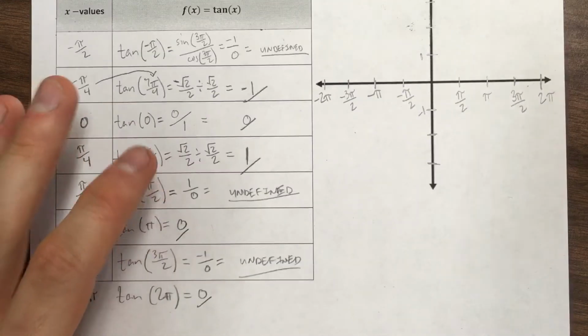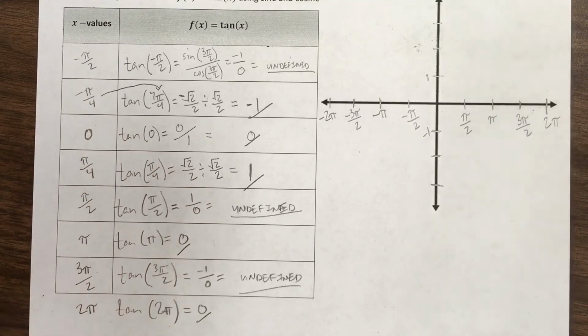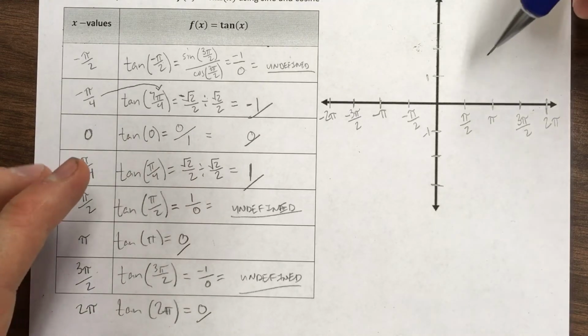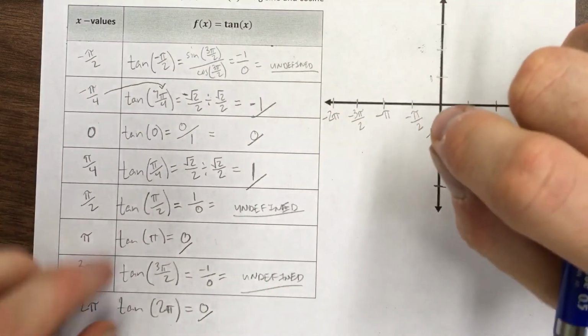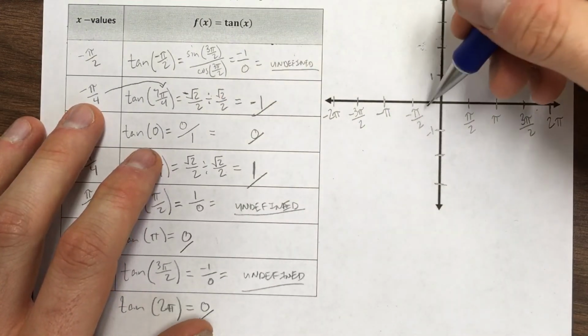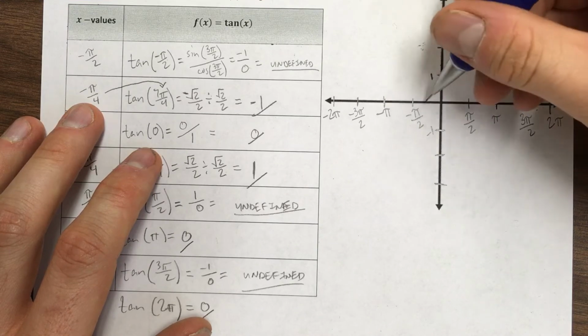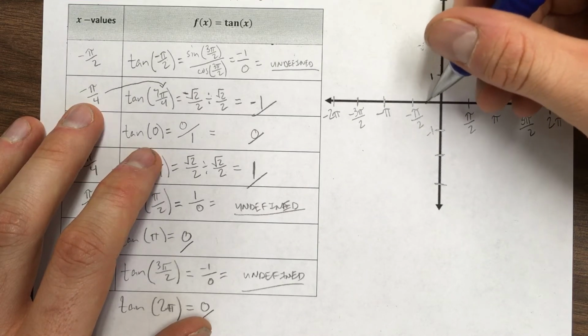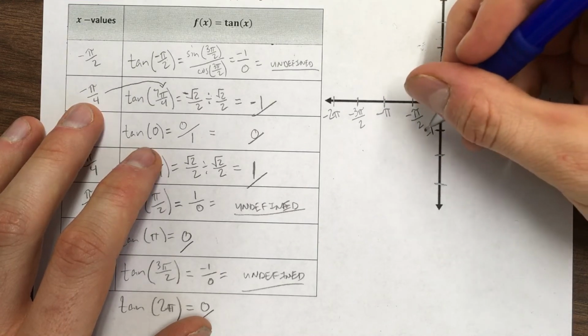All right, now let's go ahead and plot these. If you need to pause, rewind, ask questions, please do so. Let's plot the ones that we can, and then we'll talk about the undefined. So at negative pi over 4, the function is going to go through negative 1. If this is negative pi over 2, negative pi over 4 would be halfway down to negative 1.